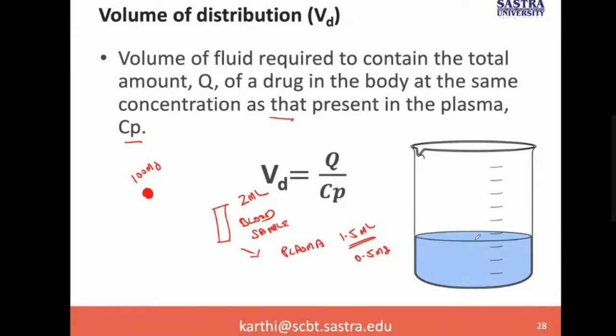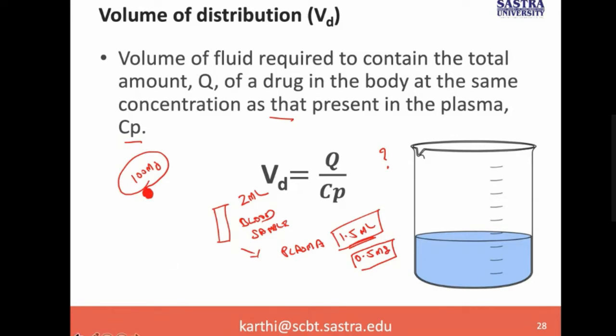Now, if 0.5 mg of the drug is present in 1.5 ml of plasma, what is the volume of fluid that is required to contain the total 100 mg of the drug? That is what is called the volume of distribution. Is that understandable? Should I repeat?